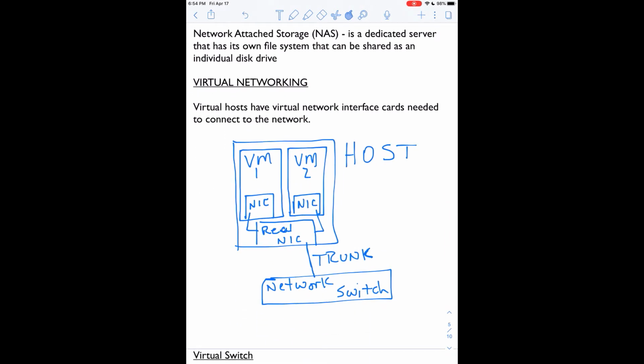A network attached storage is a dedicated server that has its own file system, and that file system can be shared as an individual drive. So if you have a server out there that's connected to the Ethernet network, you have another workstation, we'll say, and that workstation needs an L drive. You can tell that workstation to connect to the NAS, or the network attached storage, and map that drive L to its system.